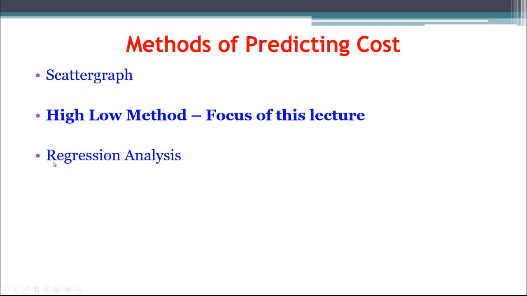Regression analysis is a much more in-depth method that's beyond the scope of this course, but we do cover this in other videos. We cover regression analysis. It's very handy if you want more accurate results, and it's actually quicker if you have the right tool, whether it be Excel or some software to do this analysis. But again, for this lecture, we're focusing on the HighLow method.